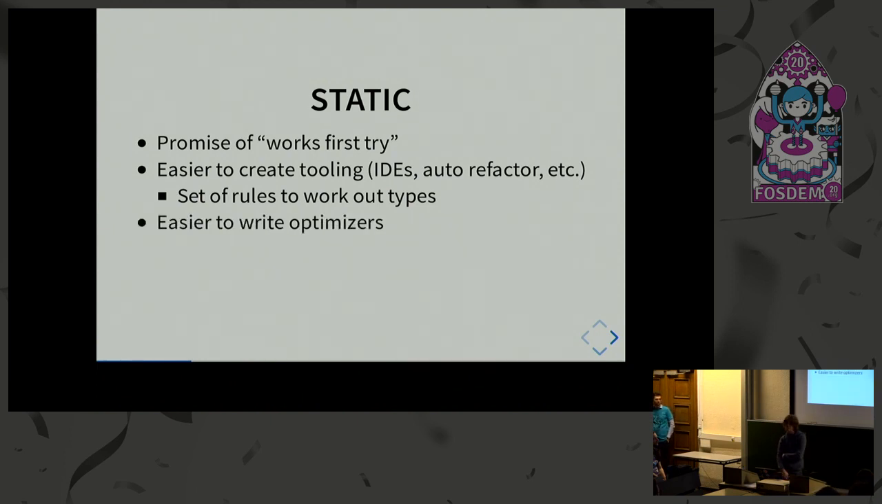It's easier to write optimizers for statically typed languages, because if you know exactly which types a variable can be, you can have a much better guarantee. And code optimizers are limited by the edge cases, not by the common case. So if you can remove all the edge cases of your code by having static typing and more guarantees, then you can write better optimizers, and write them more easily.